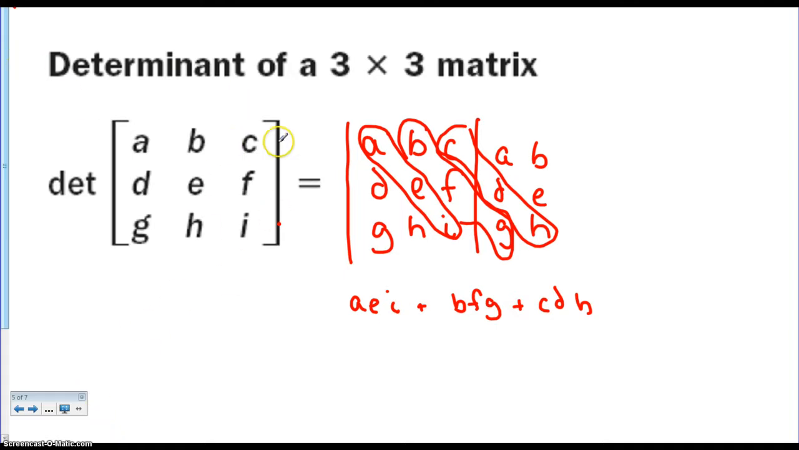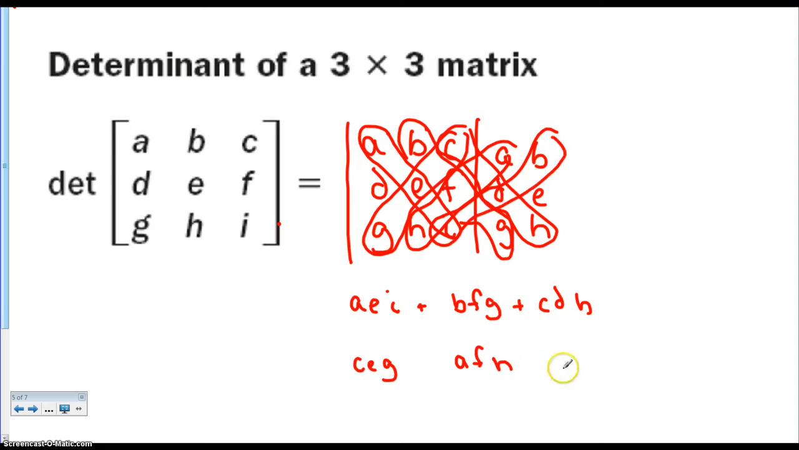Now, I'm also going to multiply C, E, and G together, because I have to go in the opposite diagonal too, like I did before. A, F, and H together, and then B, D, and I together. Okay, and I'm adding these values together. Now once I find out what each sum is, I'm going to subtract them. So let's look at an example.